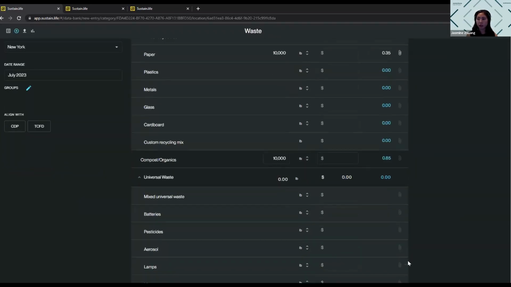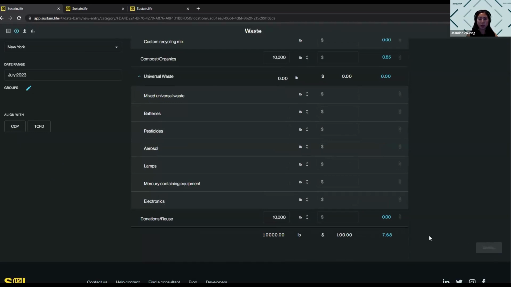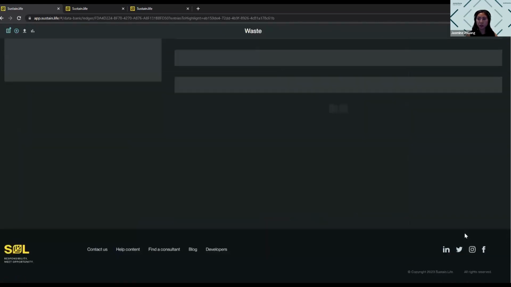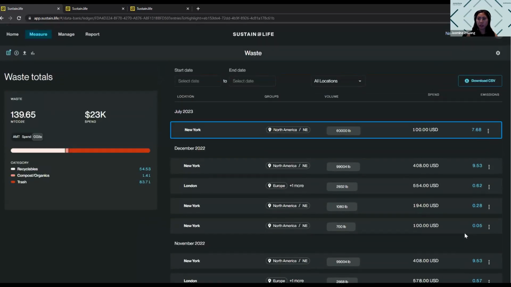So once you're done, you can go ahead and save, and you'll be brought back to the main waste category page, where you'll be able to see a ledger of all of the entries you've tracked over time, as well as a high-level summary of your total emissions and spend broken down by category.